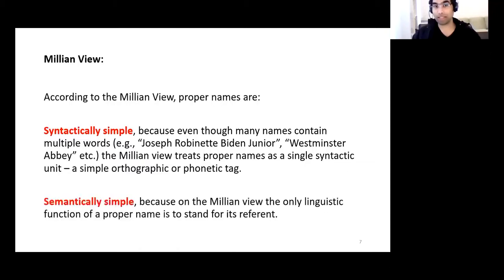And this view takes names to be semantically simple as well, because according to this view, the only linguistic function of a proper name is to stand for its referent. So the linguistic function is exhausted by them standing for their referent. This is how names behave according to the Millian view.